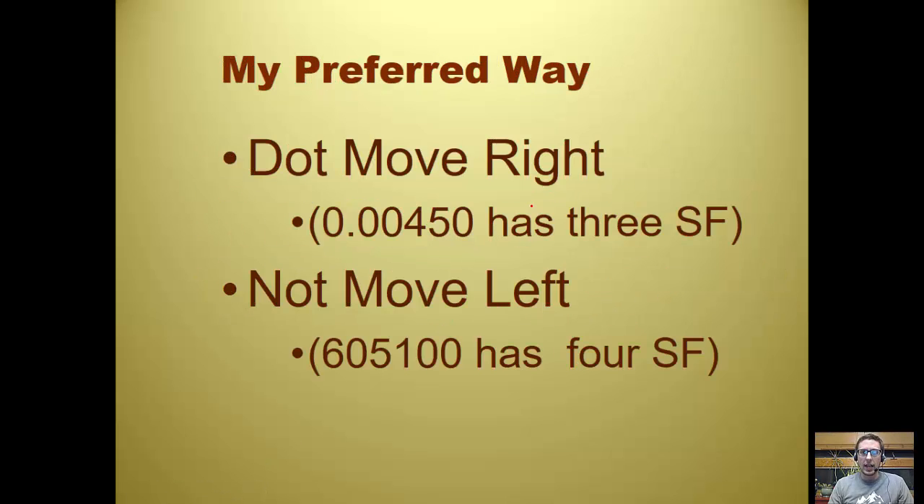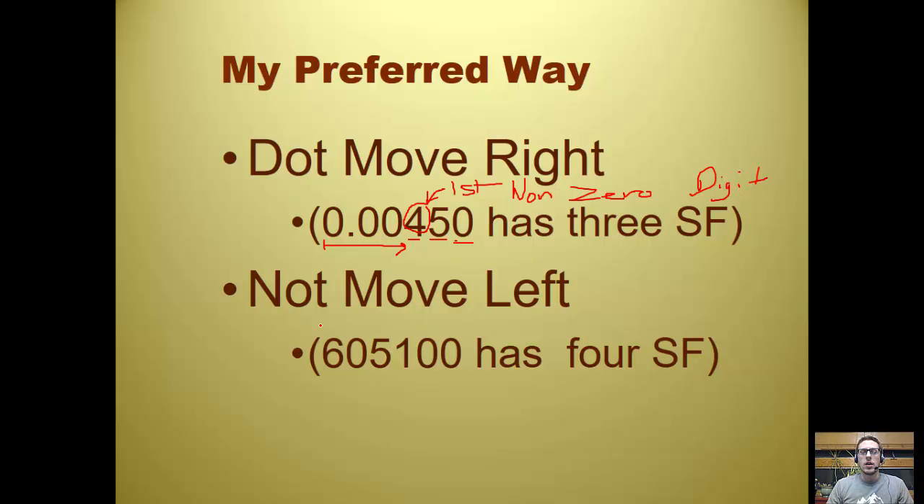So my preferred way to figure out whether things are significant or not is the dot move right, not move left rule. Remember, dot move right. We're going to start here. We're going to move right until we hit the first non-zero digit, which is our 4 here. And then we count everything else. This is significant, this is significant, this is significant. So again, this is the first non-zero digit. And that's what counts.